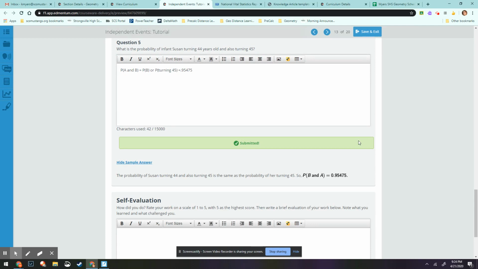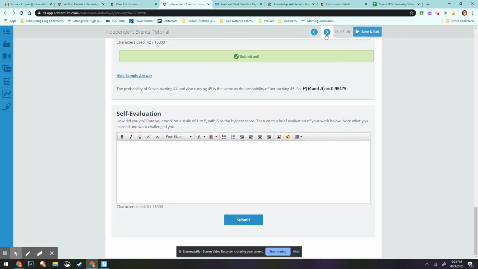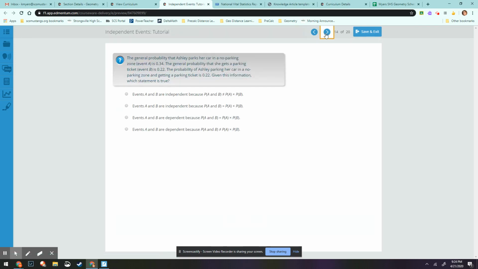But again, they're not independent, so I cannot multiply them together. Moving on. The general probability that Ashley parks her car in a no parking zone, event A, is 0.34. The general probability that she gets a parking ticket is 0.22. The probability of her parking her car in a no parking zone and getting a parking ticket is 0.22, given this information, which is true.